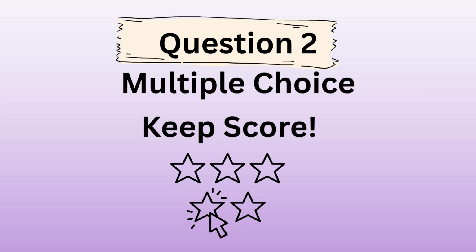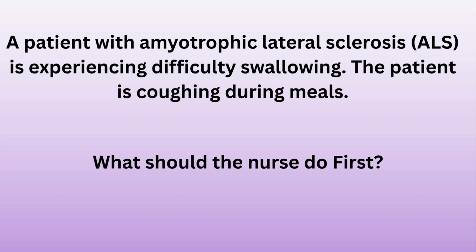Question number 2 is a multiple choice. And here is the question. A patient with amyotrophic lateral sclerosis, ALS, is experiencing difficulty swallowing. The patient is coughing during meals. What should the nurse do first?